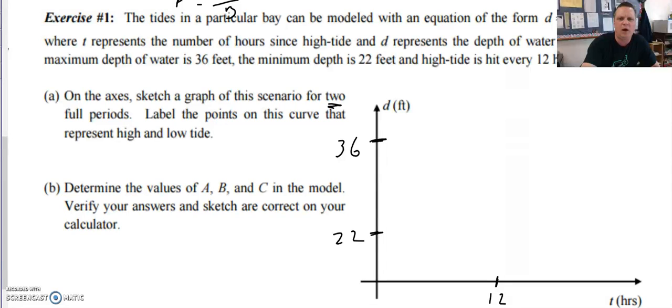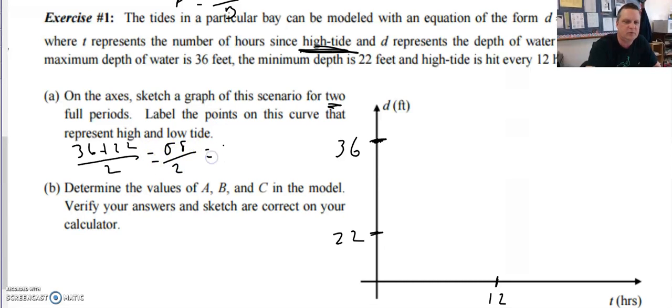Okay, so we are talking about the number of hours since high tide. So we know it has to start up here at the 36 for the high tide. Now, what I like to find too is the midline. So remember the midline is 36 plus 22 divided by 2. That will give you your midline. So we have 58 divided by 2, which gives me 29. So right about here is 29.